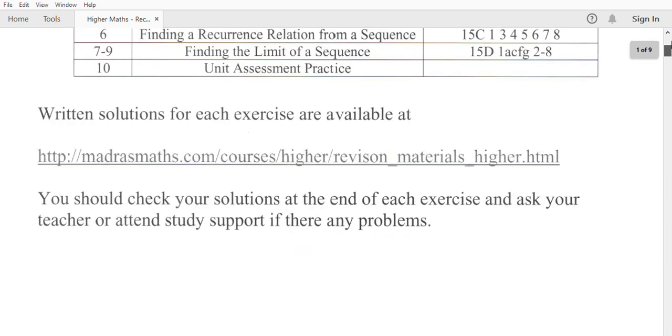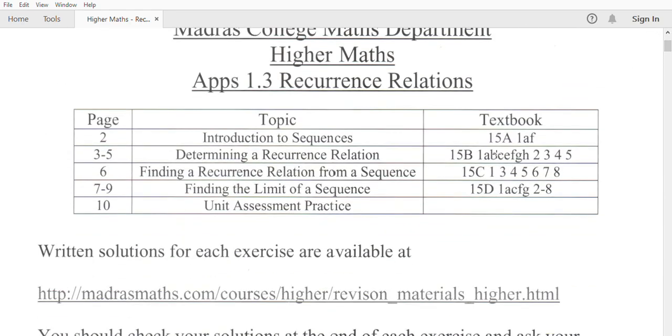Have a go at exercise 15A, questions 1A and 1F. You can do the ones in between if you want, that would be fine. And then have a look at the next video.